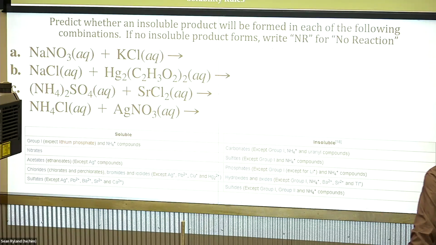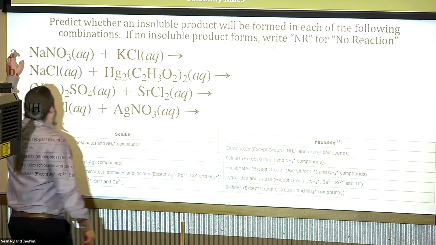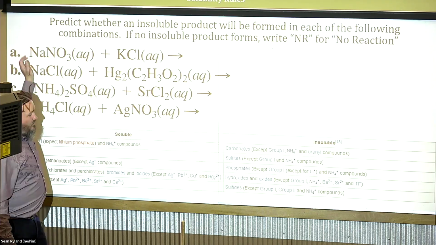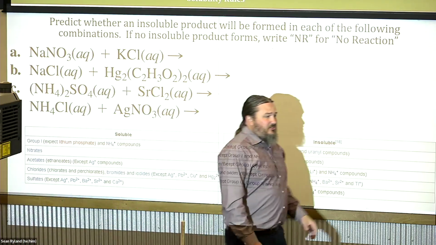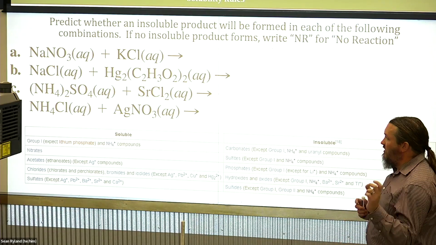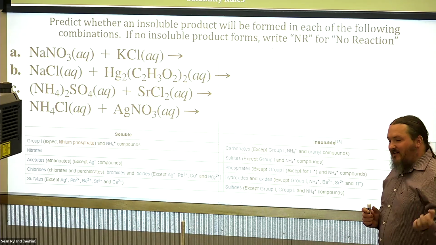So just for starters, if we wanted to look at these example problems, the way we would do this is we look at what we start with. And this is where that term double displacement reaction comes in, because really what we're going to do is just swap the two sets of ions to see if we make a new combination that doesn't dissolve anymore.